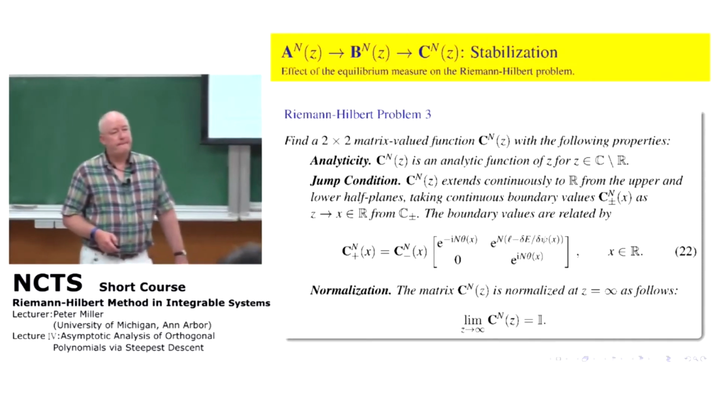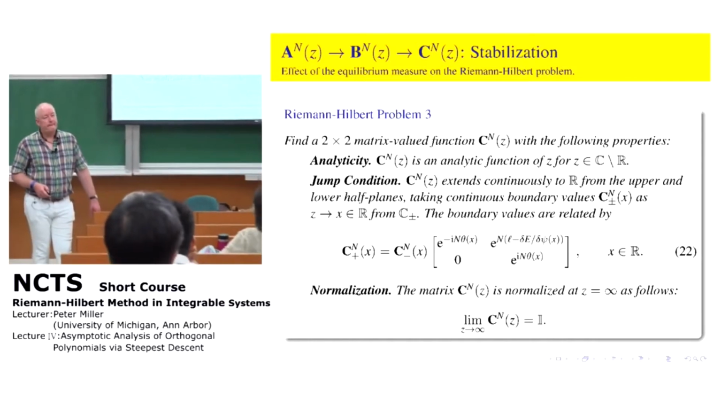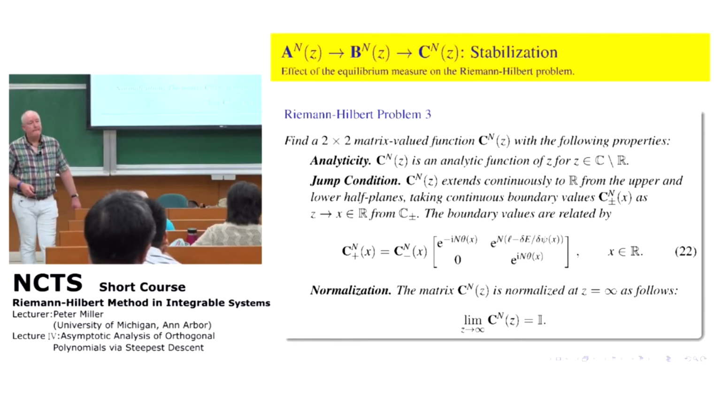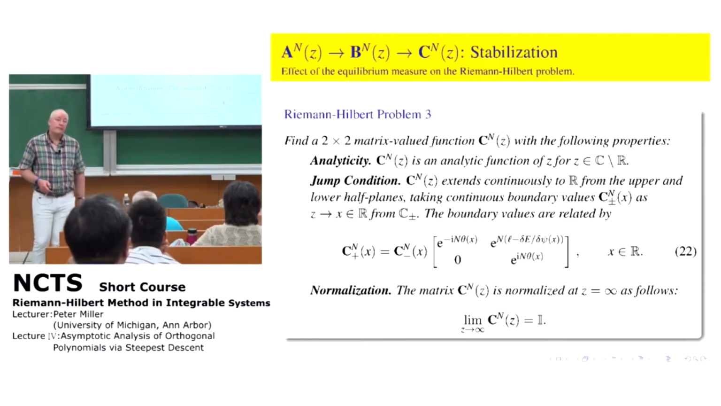Can you emphasize, have you already explained that the equilibrium measure is the best way to construct a G function? I don't know the answer to that question, but it's a sufficient way to construct the G function.